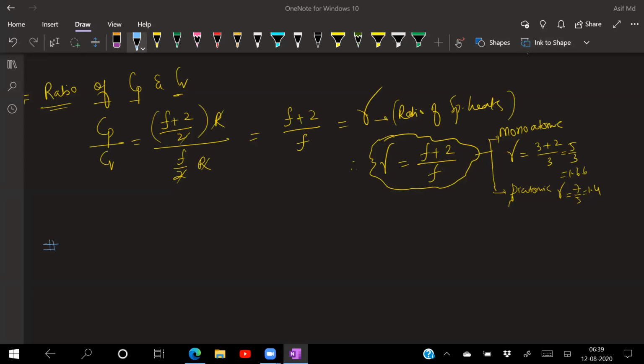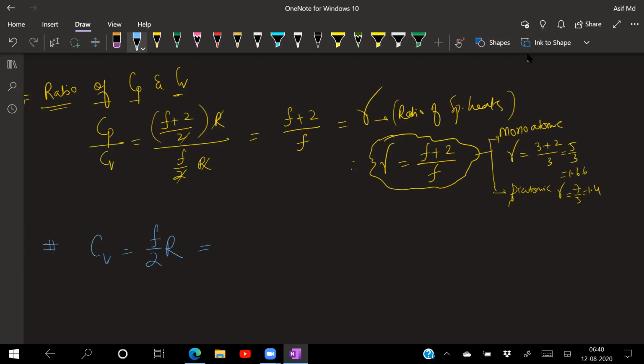CV and CP in terms of gamma. We know the relation: CV is equal to F by 2 into R, isn't it? So that is equal to the value of F by 2. The value of gamma we also have: gamma is equal to CP by CV, or gamma is also equal to (F plus 2) by F. So from this I can even get the value of F depending upon the given relation.